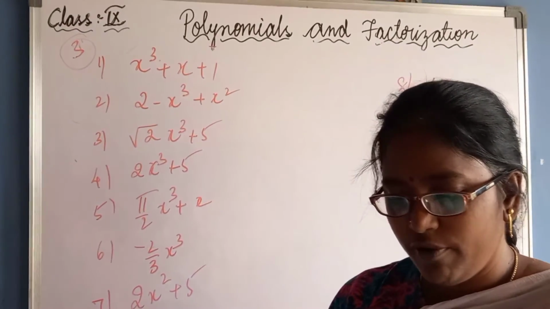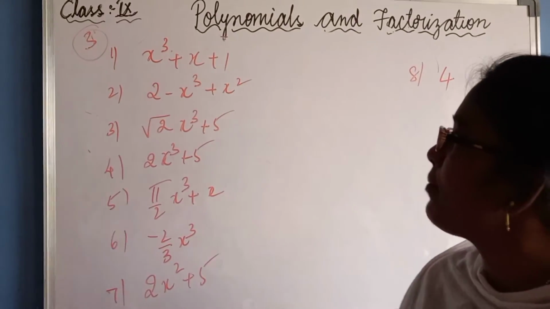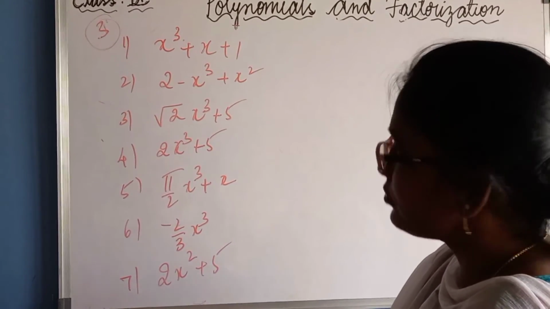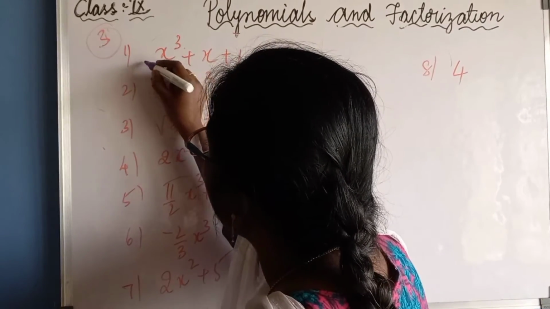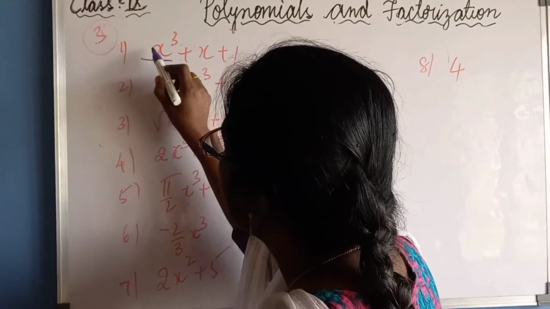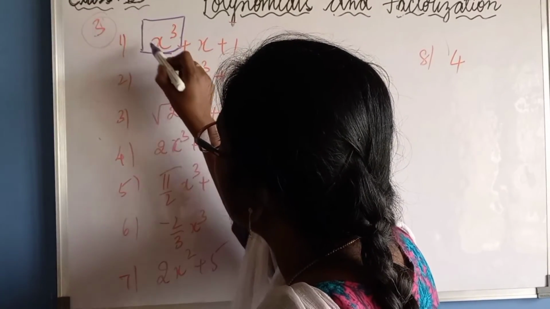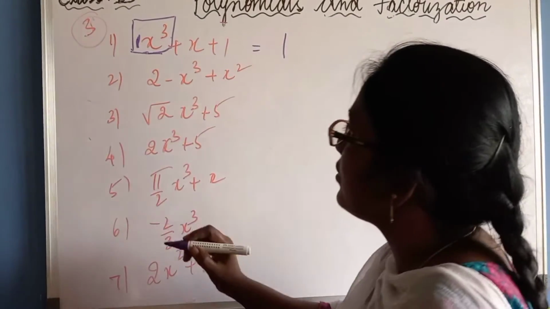So write the coefficient of x cube in each of the following. There are problems given, write the coefficient of x cube. So here this is the variable, what is there on the left side? Is there any value given on the left side? No, so we must assume it as 1. So the answer is 1.